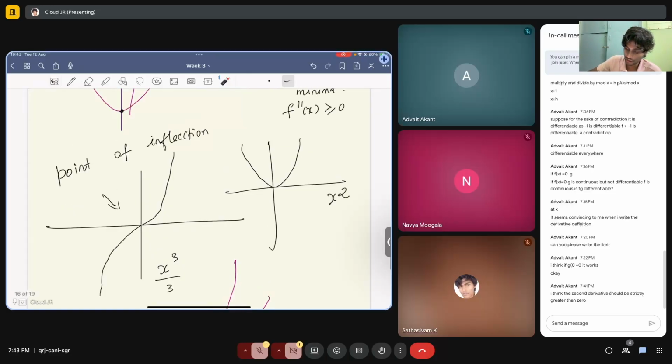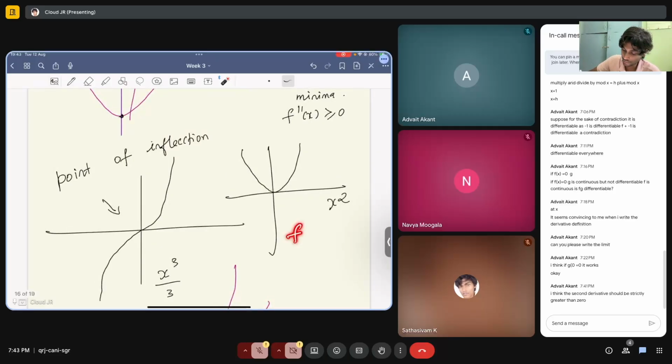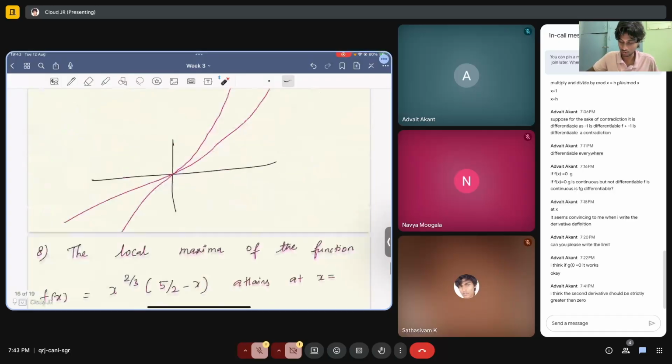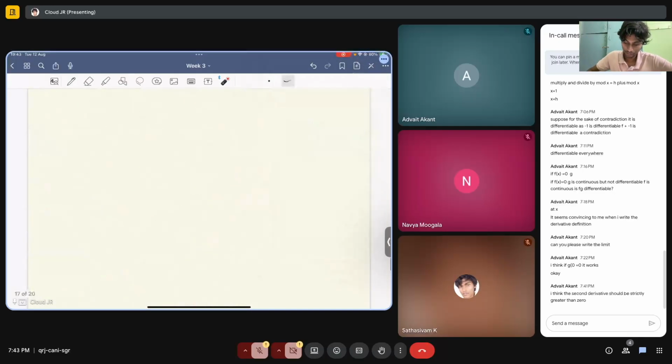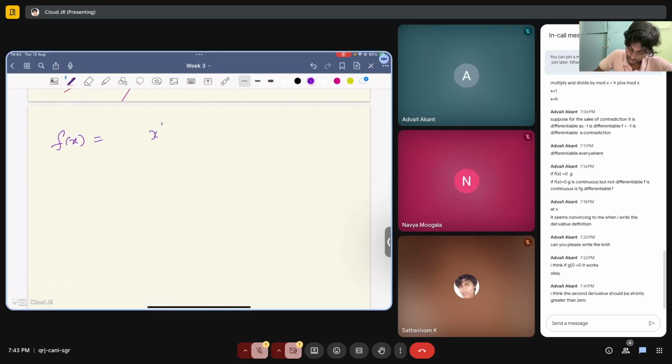Another thing is, if f double prime of x is 0, that does not mean the point is always a point of inflection. That also I just want to repeat. So I will give one example to justify that that is also not true. Take this example: f of x is x cube, or x cube by 3. You can take it, let's say x cube.